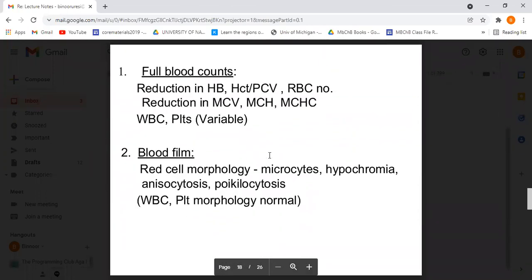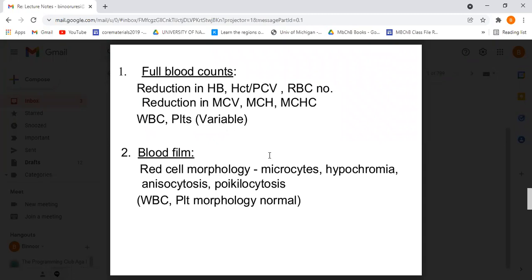So tests to define or to confirm that these are microcytic hypochromic anemias. The first thing is to do a full blood count. That's basically a full hemogram or total blood count, whichever name you use. Here we are looking for basically reduced hemoglobin. When you have reduced hemoglobin, you have accompanying reduced hematocrit or packed cell volume, because the red cells are fewer, so they'll be reduced, or there will be reduced red blood cell counts. So that's the first one. This shows anemia.